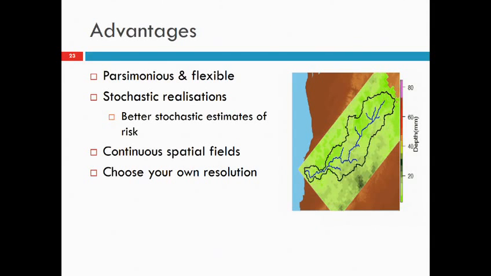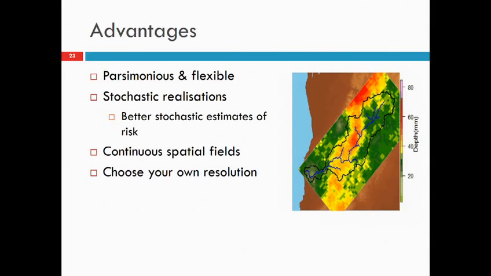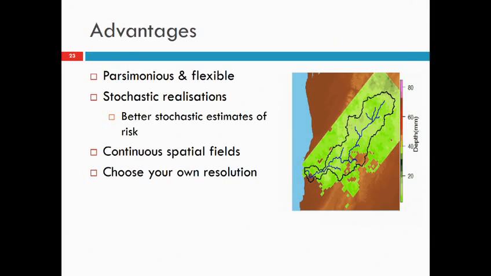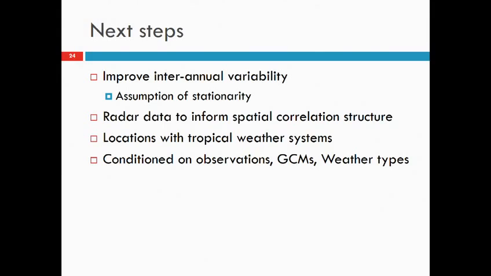So in terms of the model, its advantages are that it's simple and flexible. You can have as many realisations as you want, and it's continuous in time. In terms of next steps, we'll move on to improve interannual variability, perhaps address the assumption of a stationary climate throughout the model, use radar data to better inform our spatial correlation structure, and move to other locations which have varied weather, so for example tropical weather systems, and look at it conditioned on a variety of other data sources. Thank you.